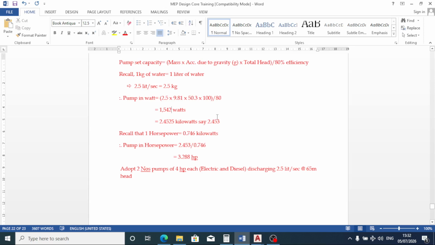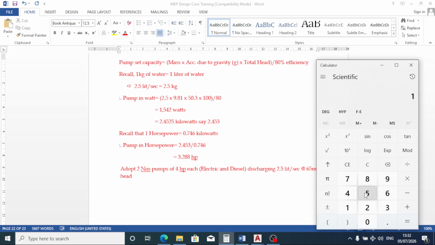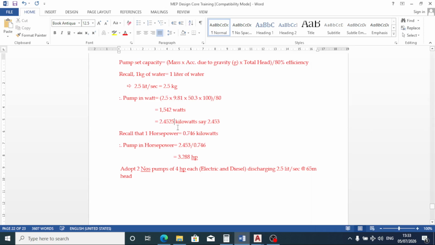All right, so now to convert to kilowatts, we'll divide this by 1,000, right? 1,542 divided by 1,000, we'll be having 1.542 kilowatts. So you can easily say 1.5 kilowatts.